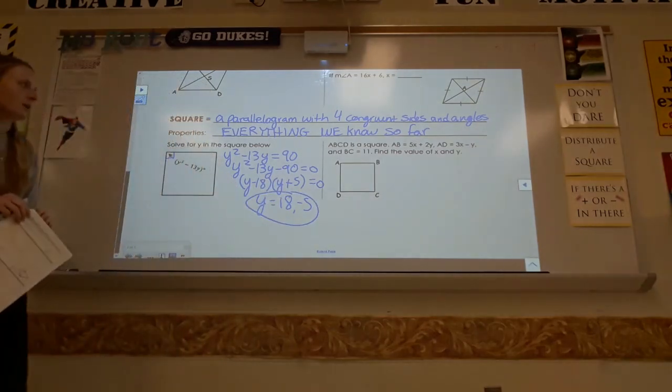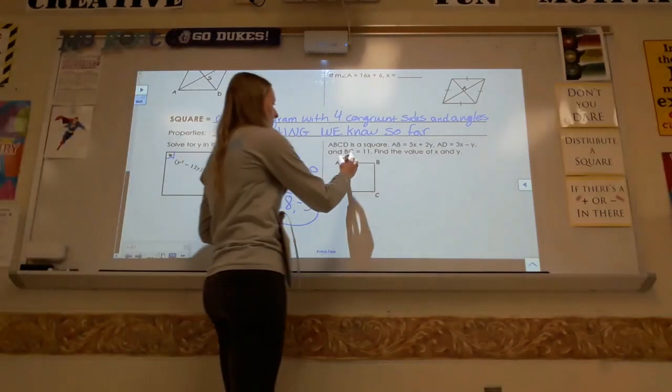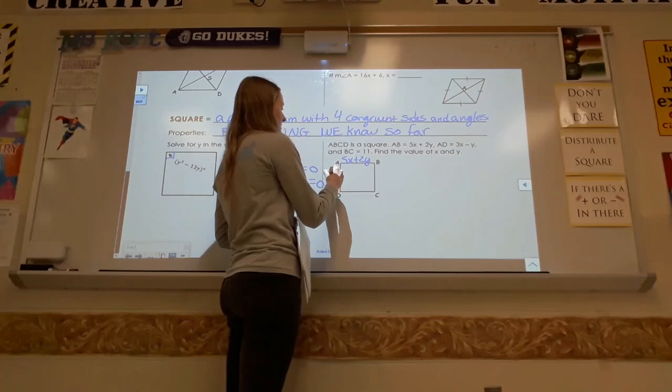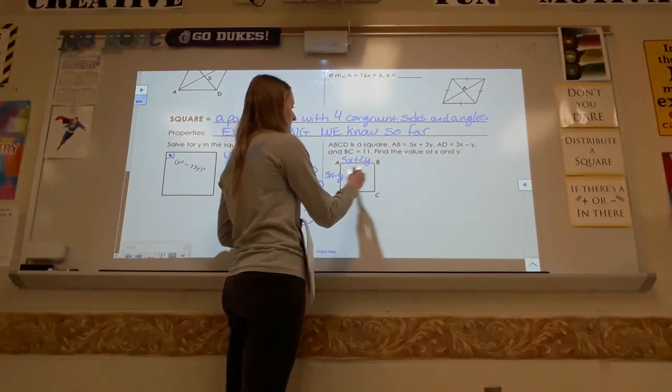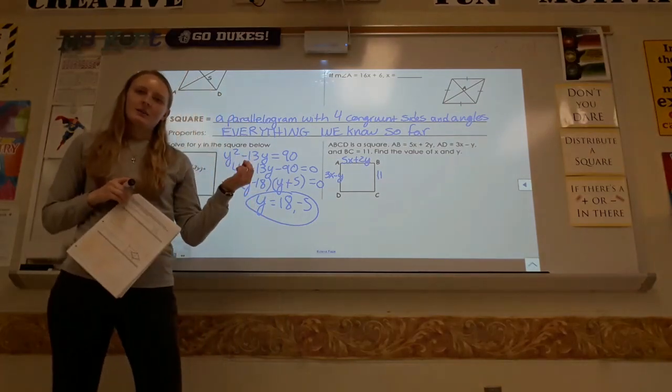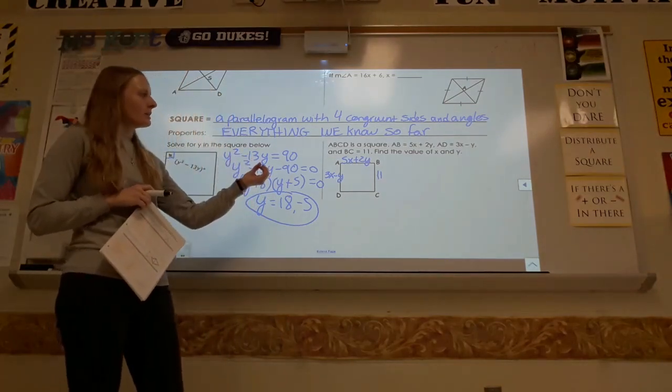All right, next one. We have a square here. I know that this is 5x plus 2y. AD is 3x minus y, and BC is 11. I want to find the value of x and y. Again, you can see how the x and the y have been incorporated into the same expression.